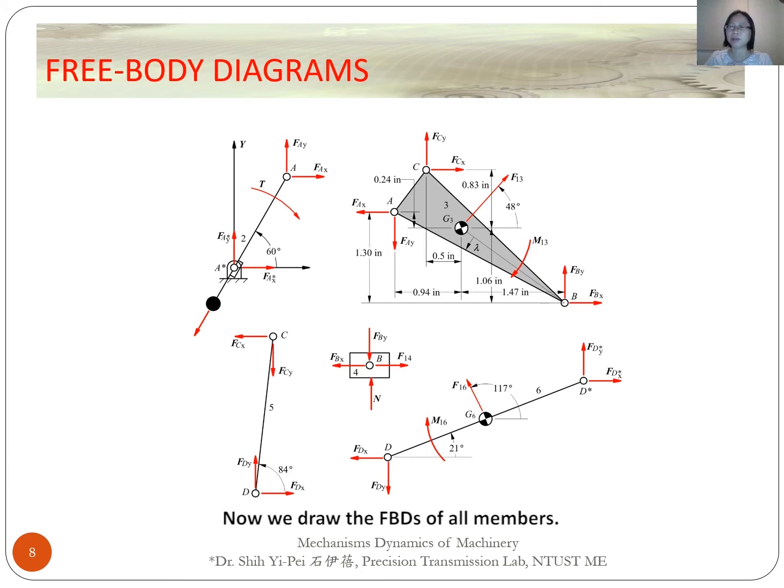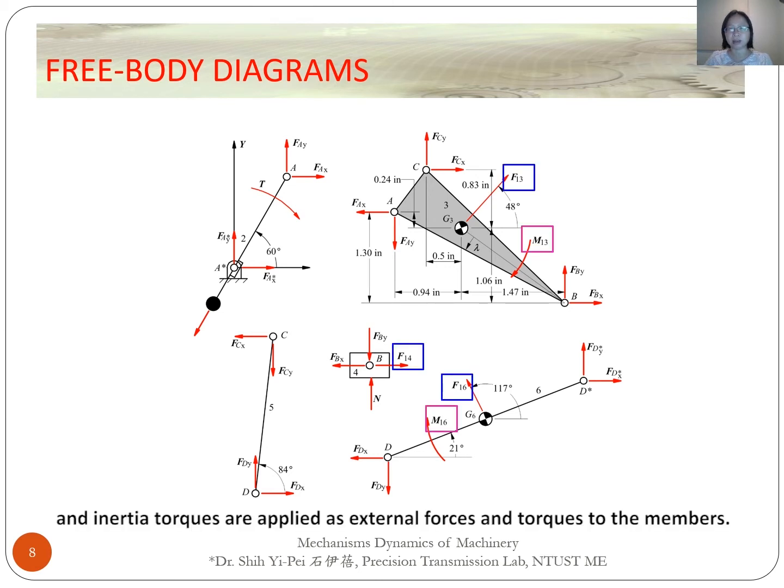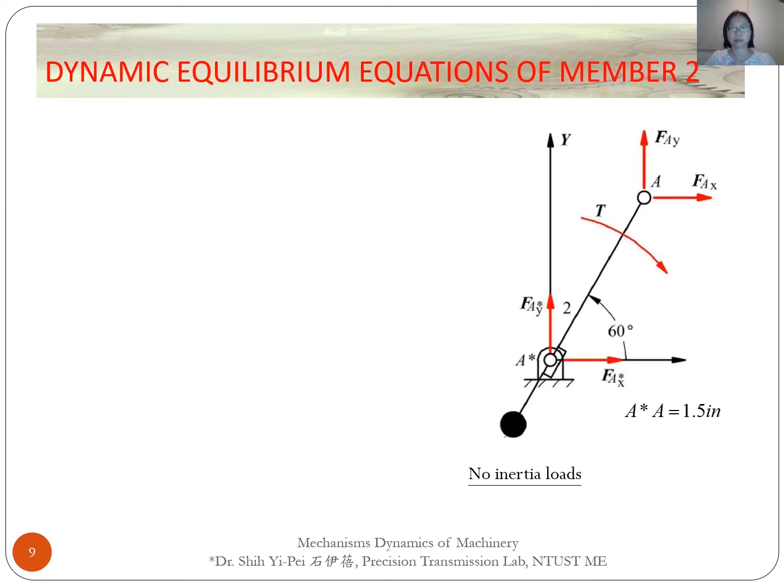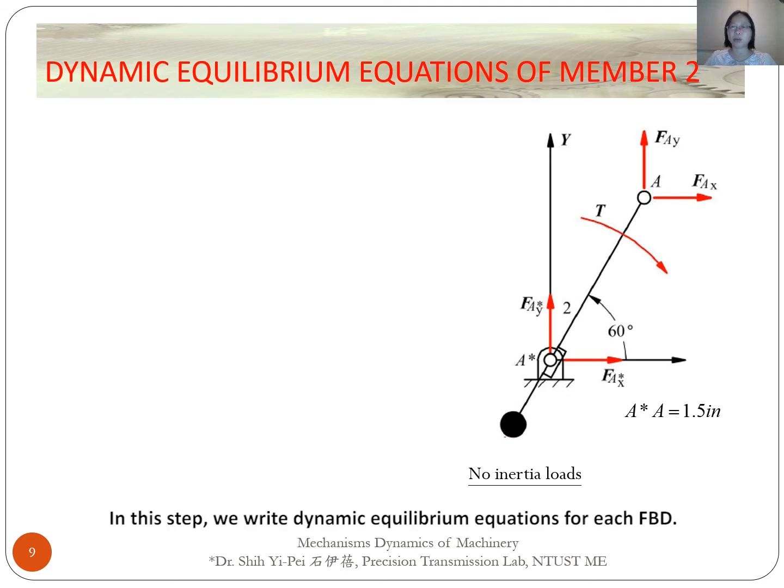Now we draw the free body diagrams of all members. For dynamic force analysis, the inertial forces and the inertial torques are applied as external forces and torques to the members. They are added into the free body diagrams of members 3, 4, and 6 like this. In this step, we write dynamic equilibrium equations for each free body diagram.